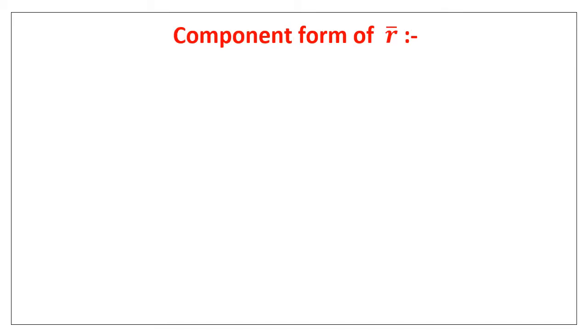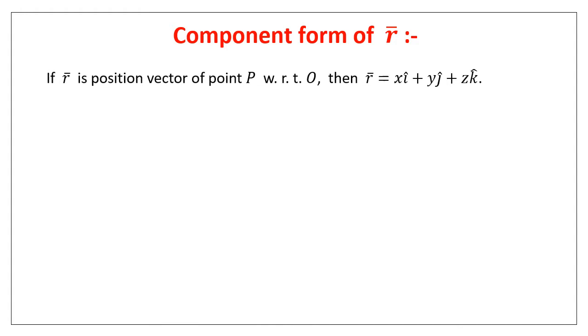Now we will see component form of r bar. If r bar is the position vector of point P with respect to O, then r bar equals x i cap plus y j cap plus z k cap.